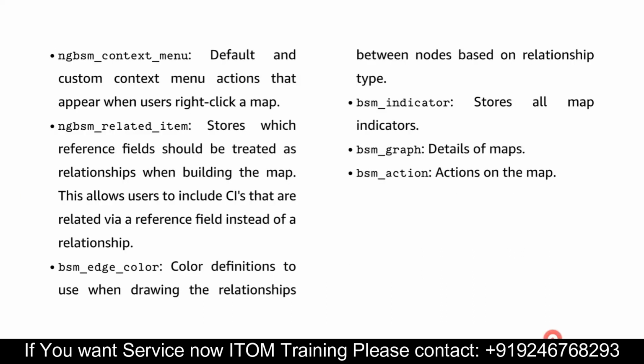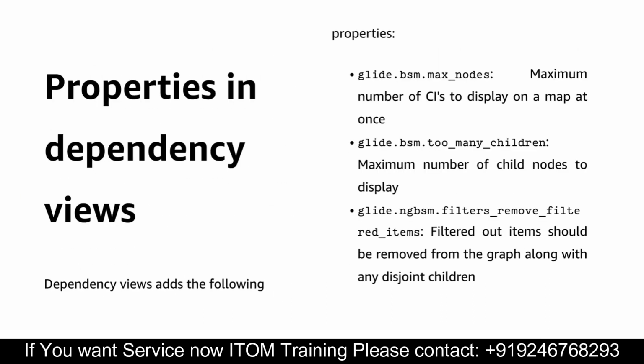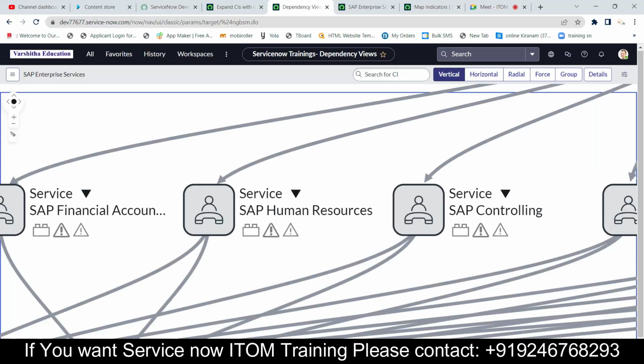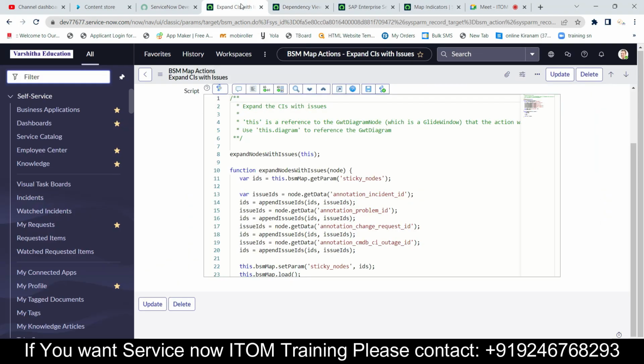Then I'll go with the next one, which is properties in dependency views. So tables are completed, now properties will also be there. What kind of properties are there? This I'll show in a practical manner, then I'll come to this area. Okay, so where are the dependency view properties? See here, I'll go with this.